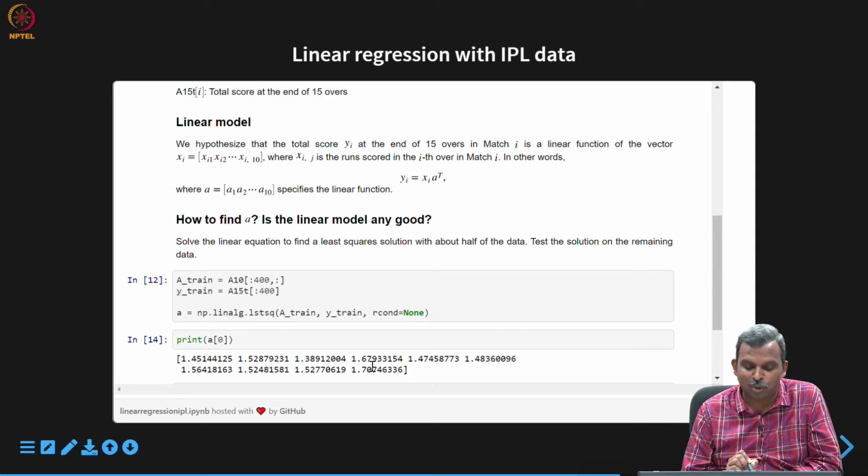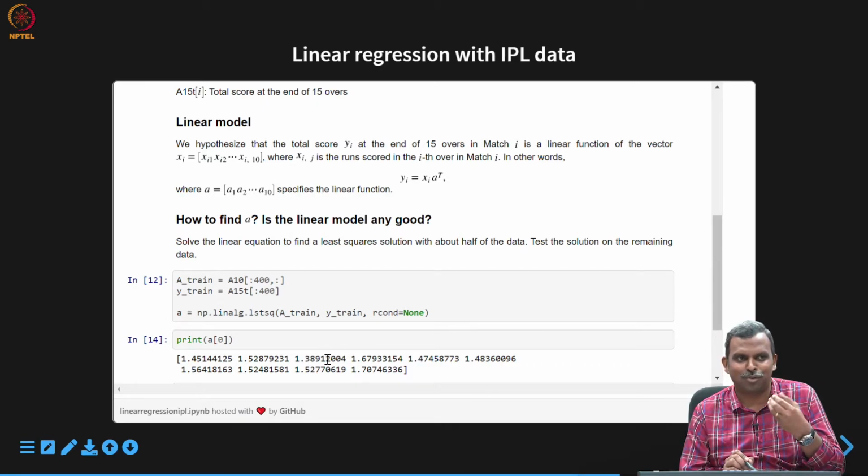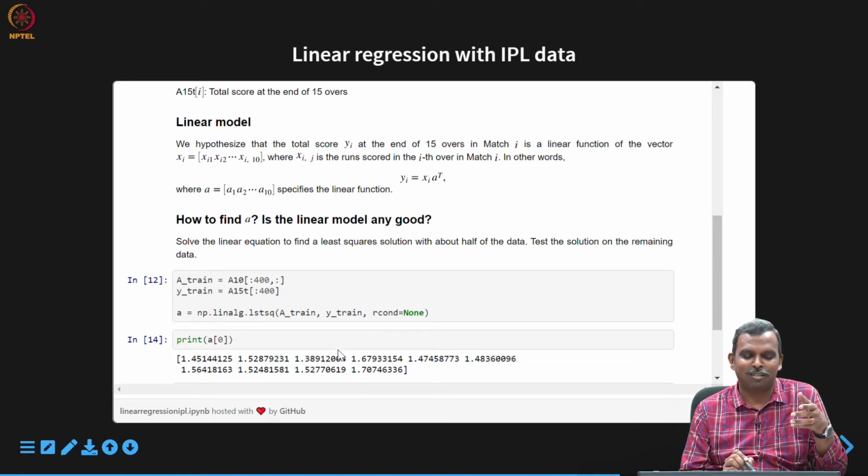And I think if you look at it, most of you probably are not going to be surprised that each of these coefficients are around 1.5, right? I mean, without any further looking very closely at the data, if you were to guess from 10 overs what will be the score in 15, you're going to multiply by 1.5, right? You take the total and then multiply by 1.5.